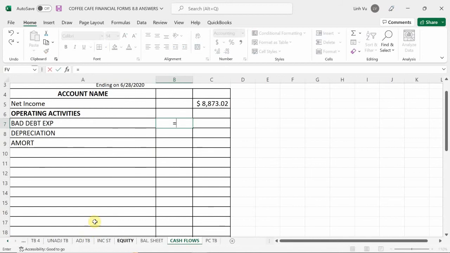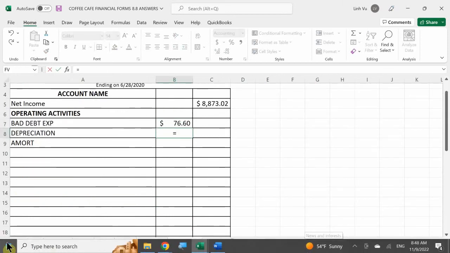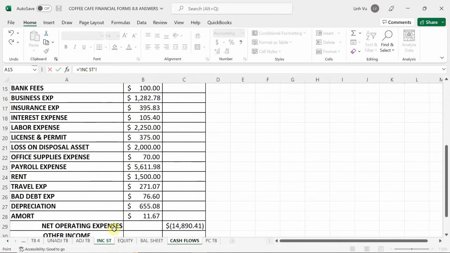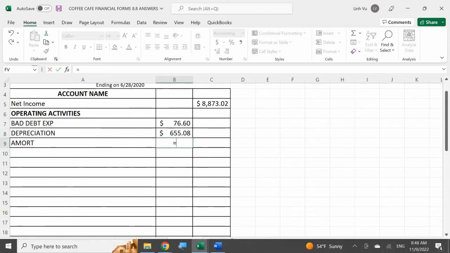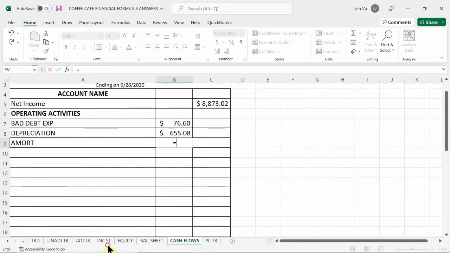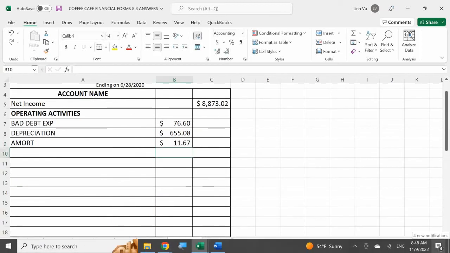So in this case, income statement, I'm going to add back the 7660, and I'm going to add back my $655.00, and I'm going to add back that $11.67. Okay, so that was the first thing I need to recognize: this is money that I included in my net income that I took out, but I need to put it back in.